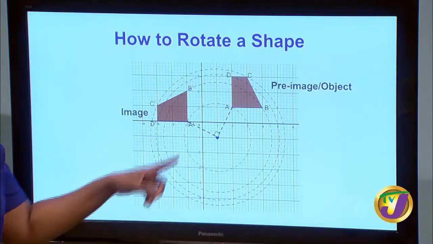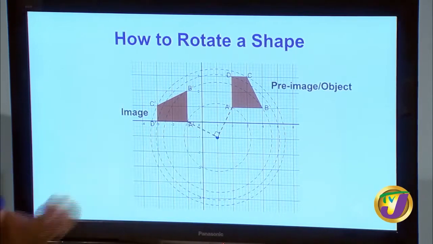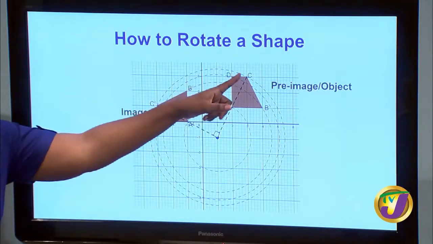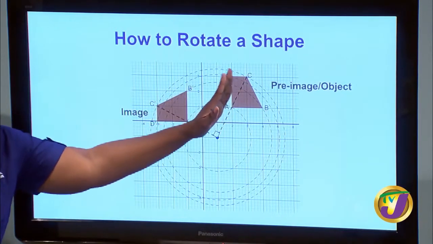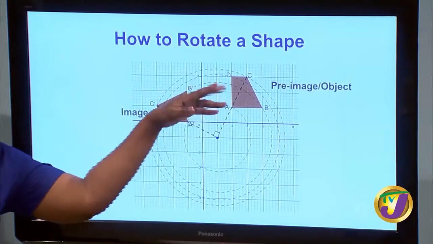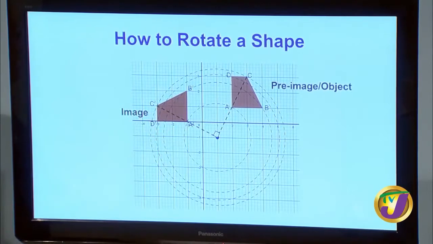So let's look at A. We had A and A prime connecting to the center, and we're seeing 90 degrees there. Let's check the others quickly. Again, another 90 degrees for B and B prime connecting to the center point. C and C prime, and we're seeing that 90 degrees. We're measuring from the center along the line segment the turn that's made, so we can clearly see the anti-clockwise turn taking place here.